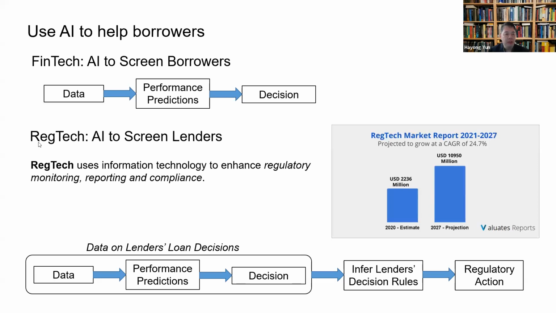So in this episode, I'm going to show you what's called RegTech. It's using AI to screen the lenders. What it does is that we observe the whole data of the lender's decision, meaning they use the data and whatever they did to do the performance prediction, you can see the decision. And then based on this data and the decision, we can use the AI algorithm here to infer the lender's decision rules, and based on that, make the regulatory actions. And this RegTech market is rapidly growing. It's one of the positive uses of AI algorithms.